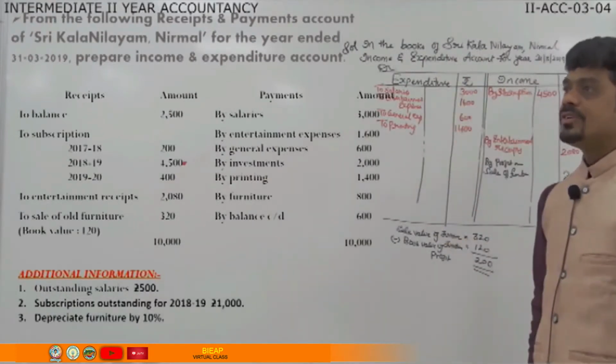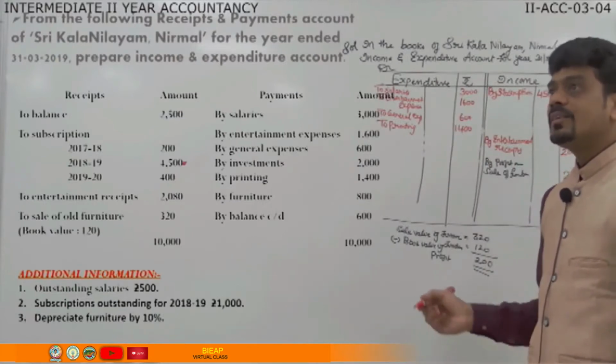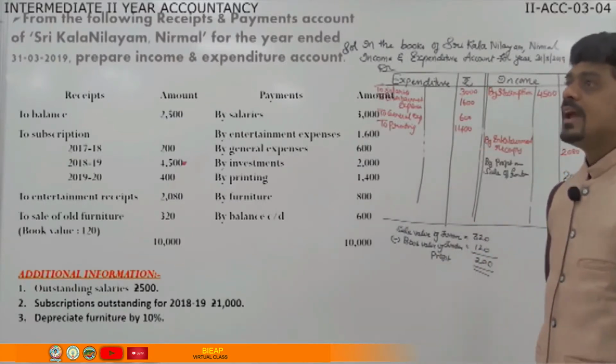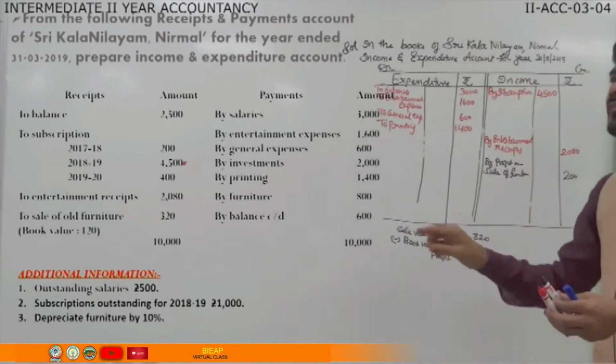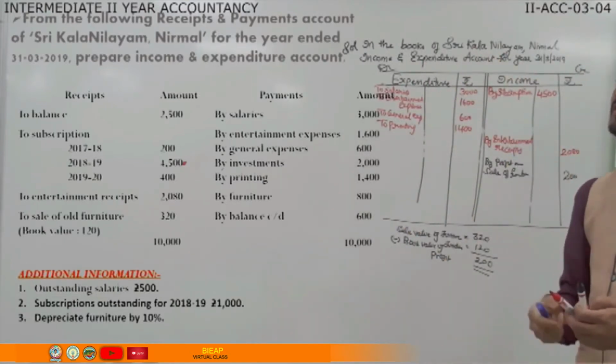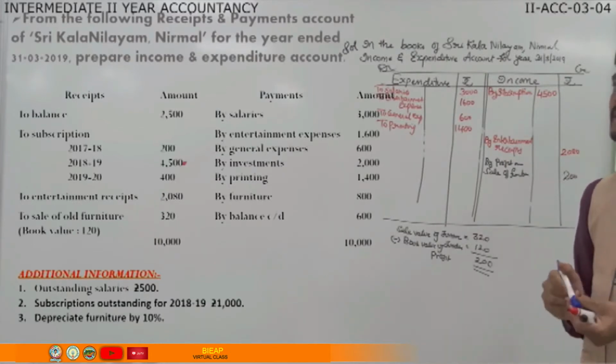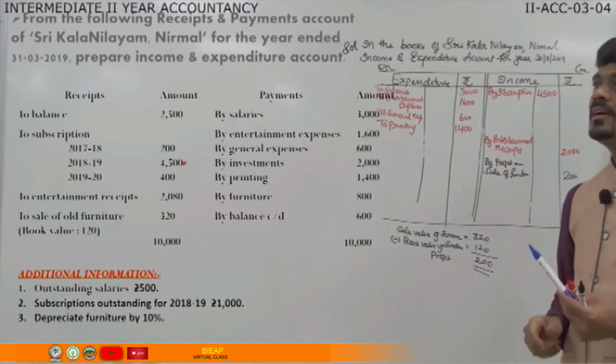Then they gave furniture. Furniture is an asset we know. Asset will not come. And balance carried down. That also will not come. So having done the postings, now we'll come to adjustments. I am changing the color to give the adjustment. What is the first adjustment given?